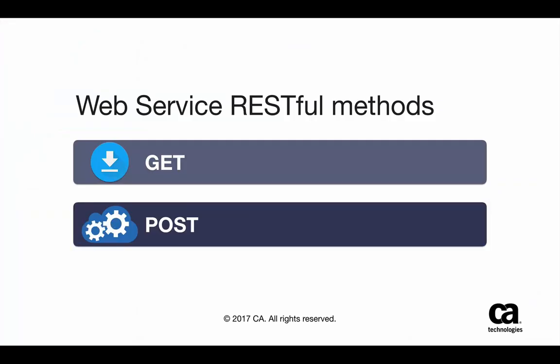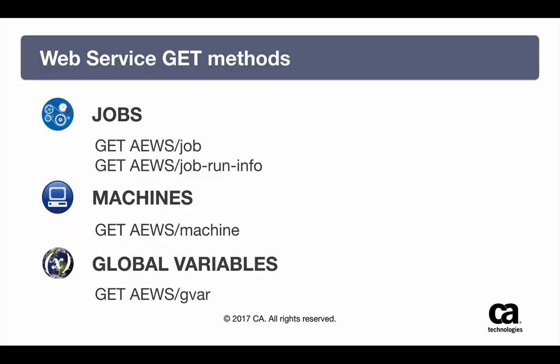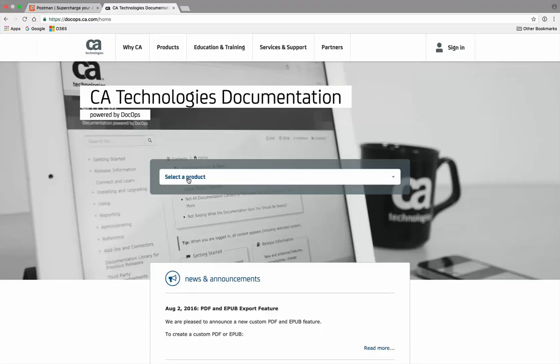AE Web Services provides the following types of RESTful methods: GET and POST. A GET request is used to retrieve or get information. Some examples of GET methods provided by AEWS include job and job run information, machine information, and global variable details. You can find more information on AEWS methods via CA DocOps.